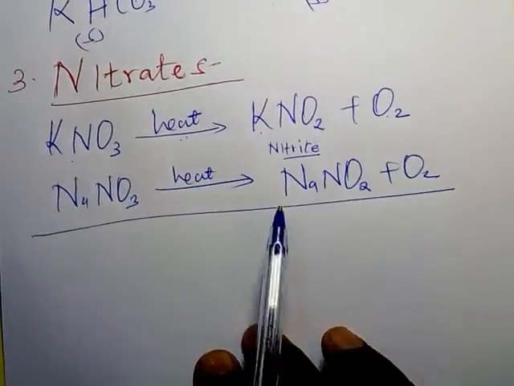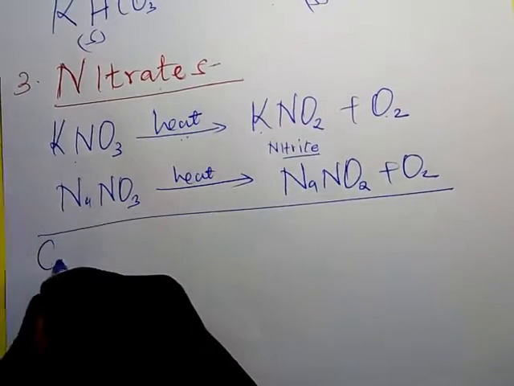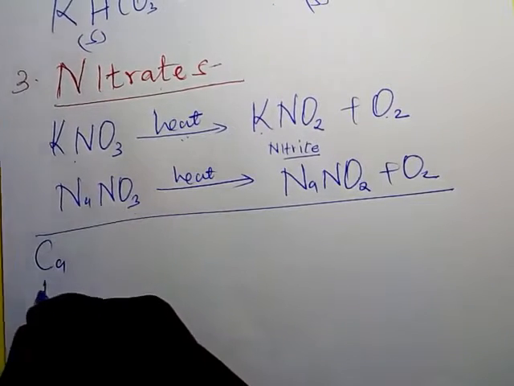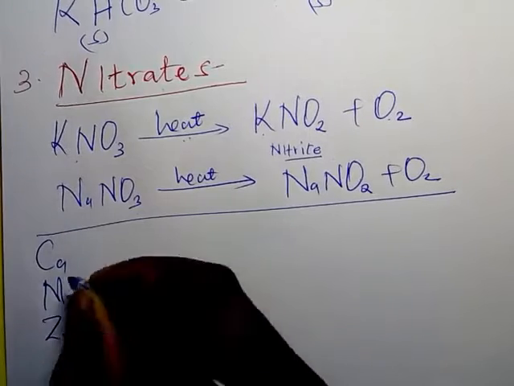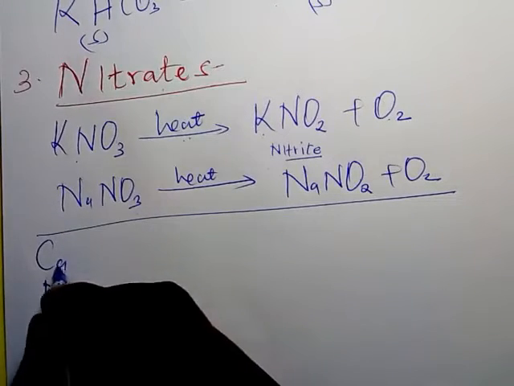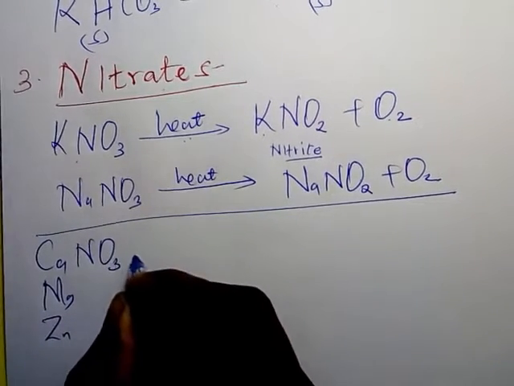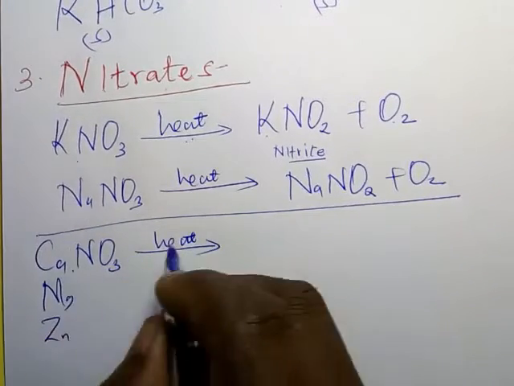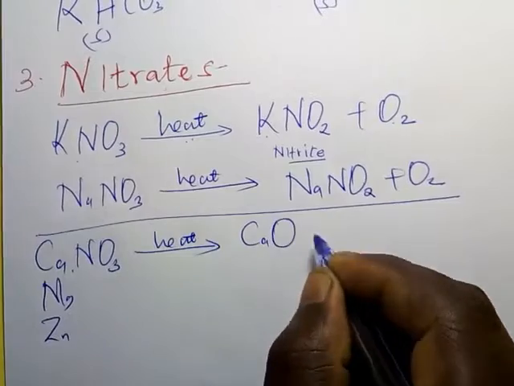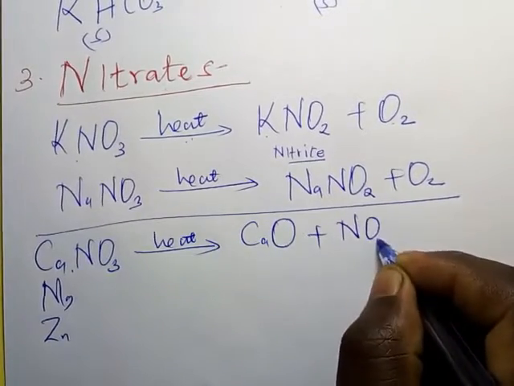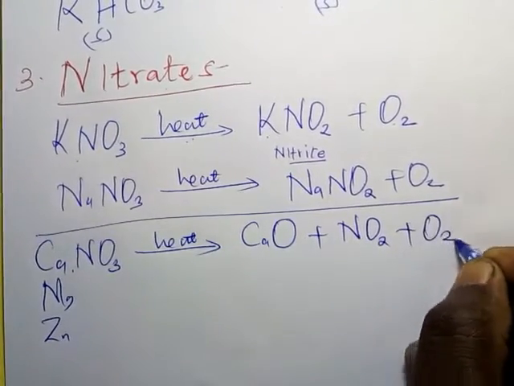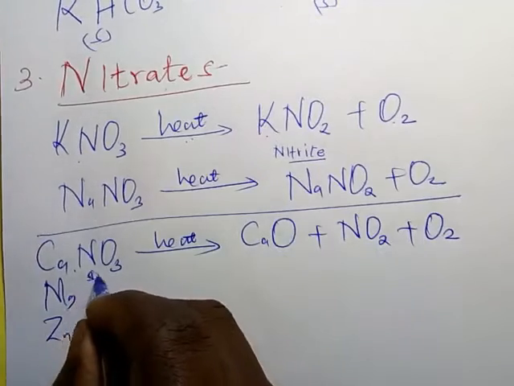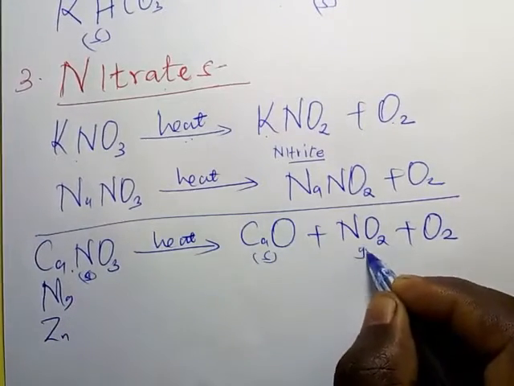So when we come down the reactivity series to calcium, magnesium, zinc, and the rest, the nitrates, for example calcium nitrate, when heated, form the oxide. It will form calcium oxide plus nitrogen 4 oxide plus oxygen gas. This one is a solid, and these are gases.